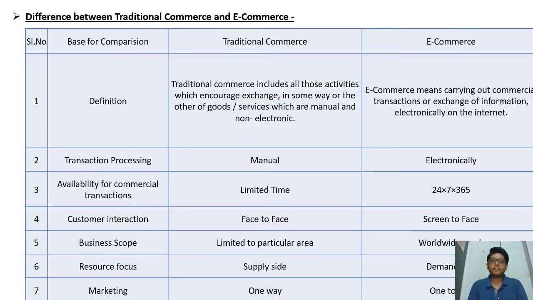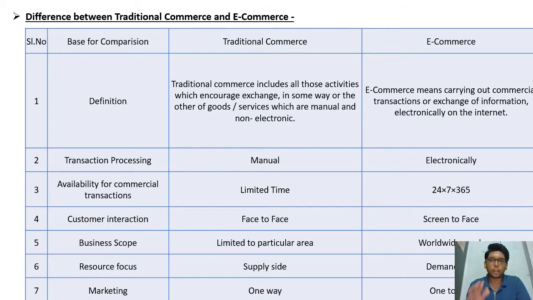Next, we will come to know the difference between traditional commerce and e-commerce. First, what is traditional commerce? Let's go to the definition. Traditional commerce includes all those activities which encourage exchange, in some way or the other, of goods or services which are manual and not electronic. So this is what traditional commerce is. E-commerce means carrying out commercial transactions or exchange of information electronically on the internet.